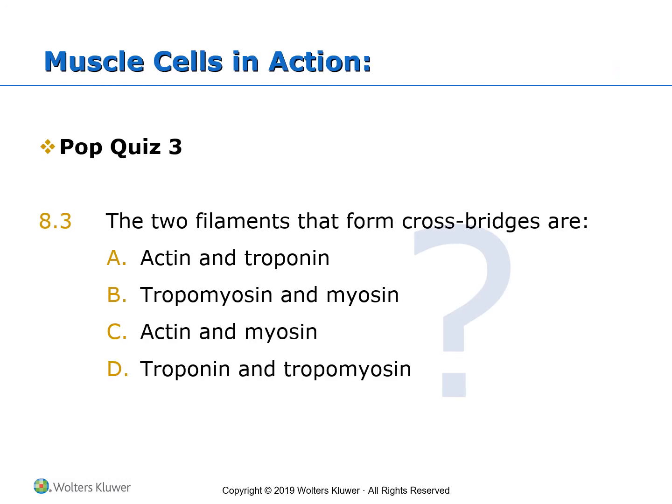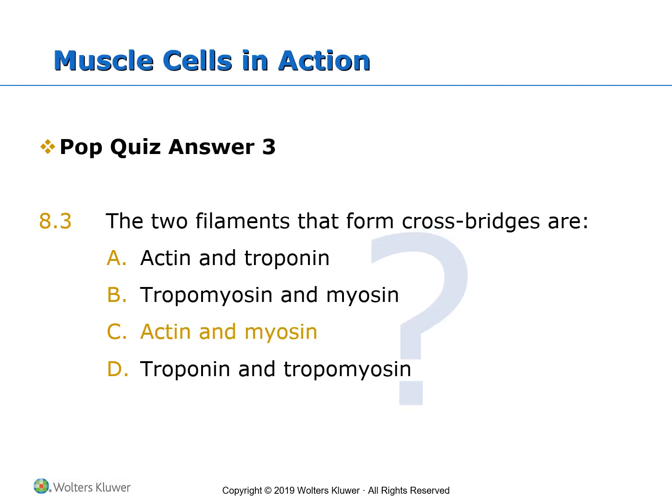So, question number 3, the 2 filaments that form cross bridges are actin and troponin, tropomyosin and myosin, actin and myosin, or troponin and tropomyosin. And the answer is actin and myosin are the 2 filaments that form cross bridges.